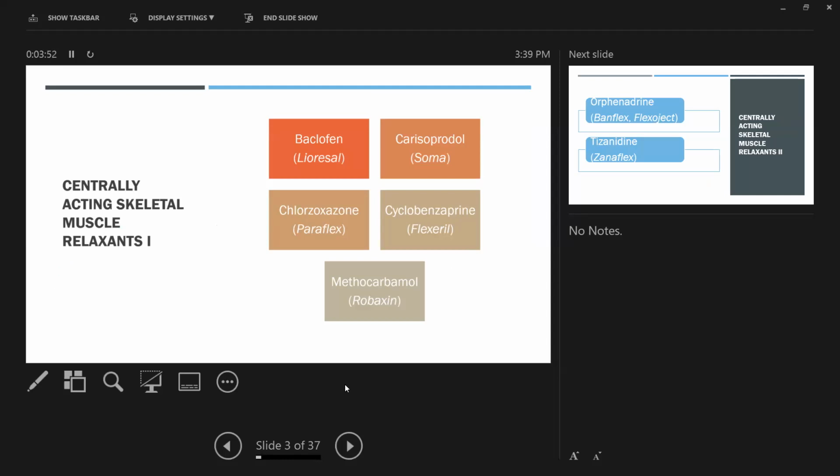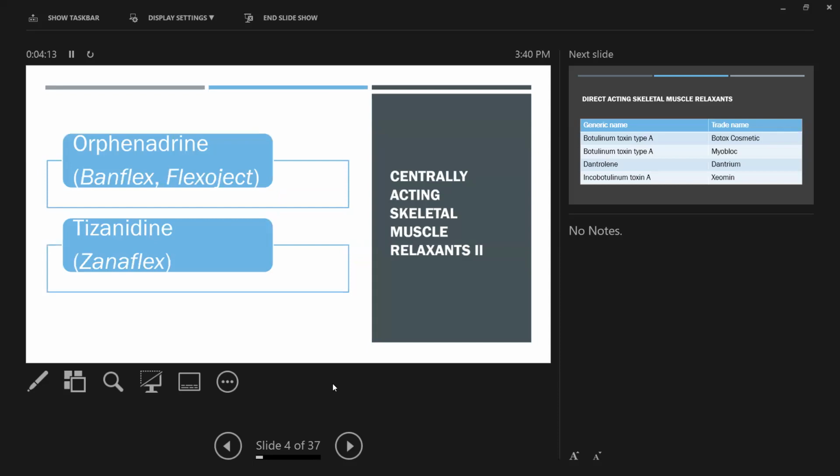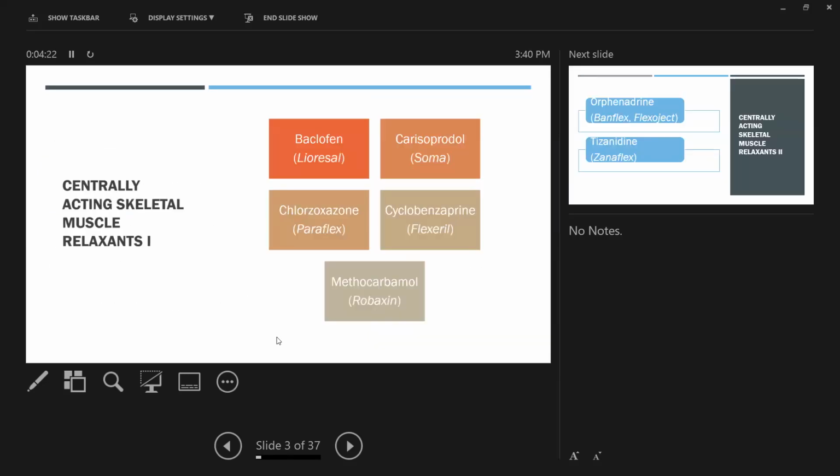So your centrally acting skeletal muscle relaxants include baclofen, carisoprodol, chlorzoxazone, cyclobenzaprine, methocarbamol, orphenadrine, and tizanidine. And these go by various trade names that you may know them by. So Flexeril is a common name for cyclobenzaprine. Cyclobenzaprine is probably the one that gets used the most.